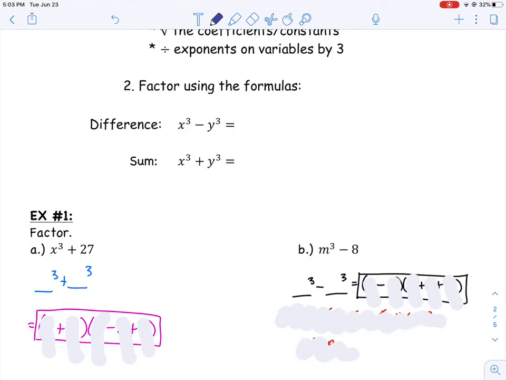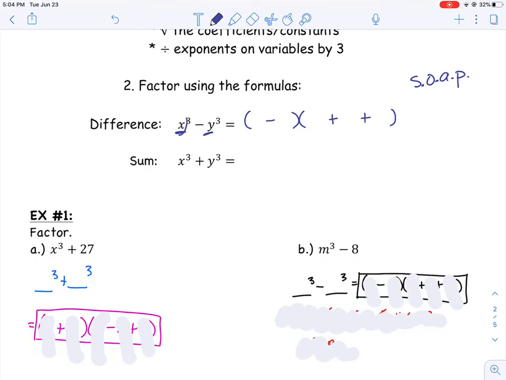Now, if my problem is a difference of cubes, we need to have a base that is cubed minus another base that is cubed. And I always start with my parentheses. I'm going to do a small parenthesis, and then I'm going to do a bigger set of parentheses. Then I'm going to fill in my signs. It's always the same sign, the opposite sign, and then a plus sign in the back. Same, opposite, always positive. Some students remember the initials for SOAP. Same, opposite, always positive.